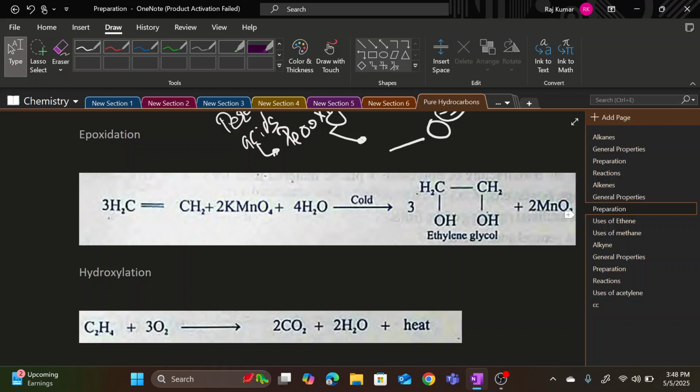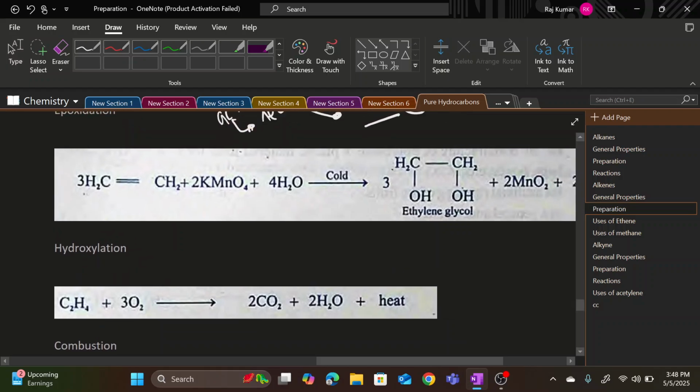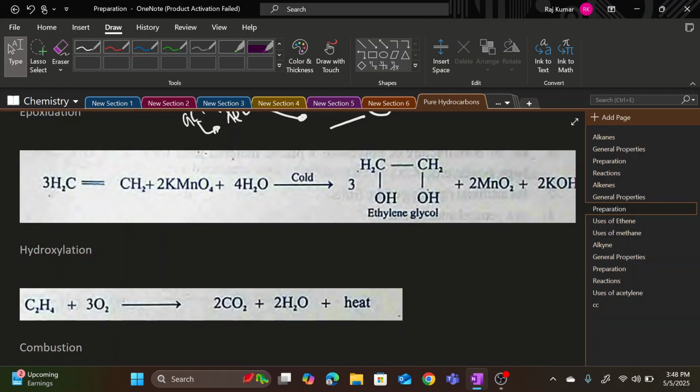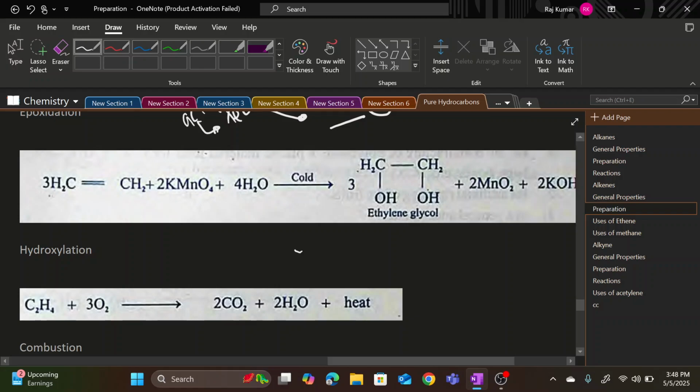And then we have hydroxylation. There are basically two tests which are used for detection of unsaturation. Number one is halogenation, because in halogenation the brown color of bromine is converted into colorless when there is formation of alkyl halide, while in hydroxylation the purple color of potassium permanganate is converted into colorless due to the presence of ethylene glycol.